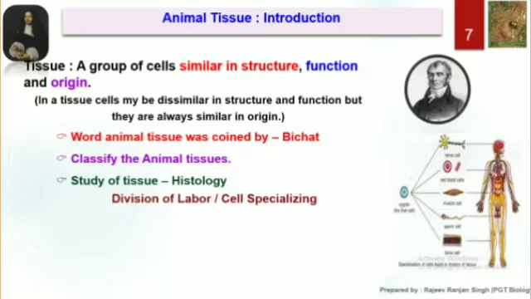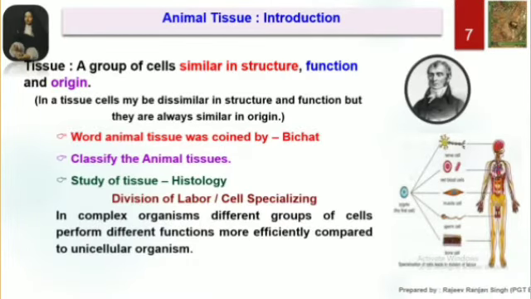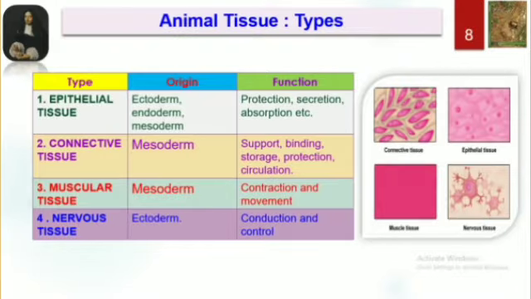So why is tissue important? Because of cell specialization. A unicellular organism tends to perform all the functions at the cellular level. But for a multicellular organism, division of labor is a must. In a complex organism, different groups of cells perform different functions more efficiently as compared to a unicellular organism. Let us see the different tissue types.